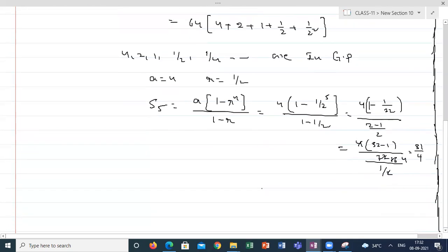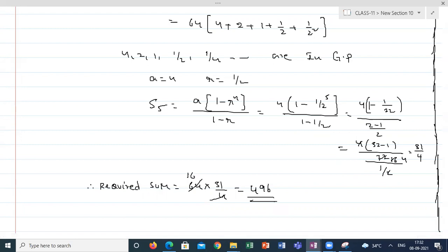So the final answer is how much? The required sum is 64 into 31 by 4. So 16 into 31, 496. Or you can multiply and do it directly, but technically it is important to show how I am doing it with the help of the AP and GP concept. Hope you are clear what I have done here. Yes, sir.